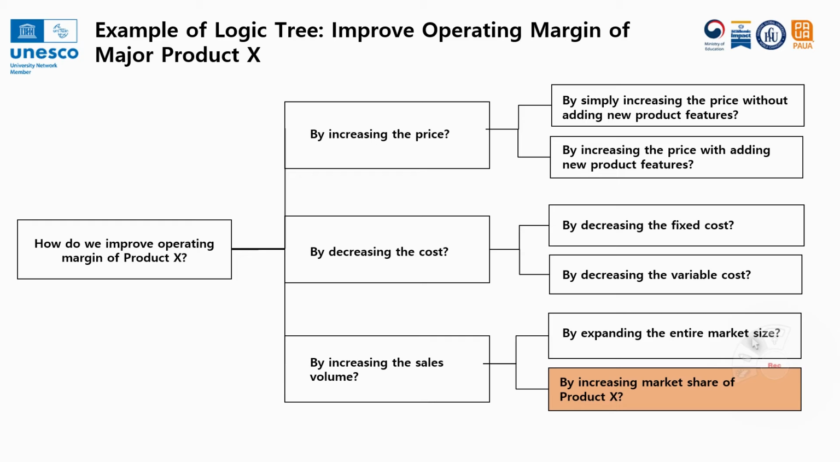But when we try to find out the solutions to improve the operating margin, and operating margin is maybe the earnings before interest and taxes, so please disregard taxes we have to pay to the government or the interest we have to pay to the banks.